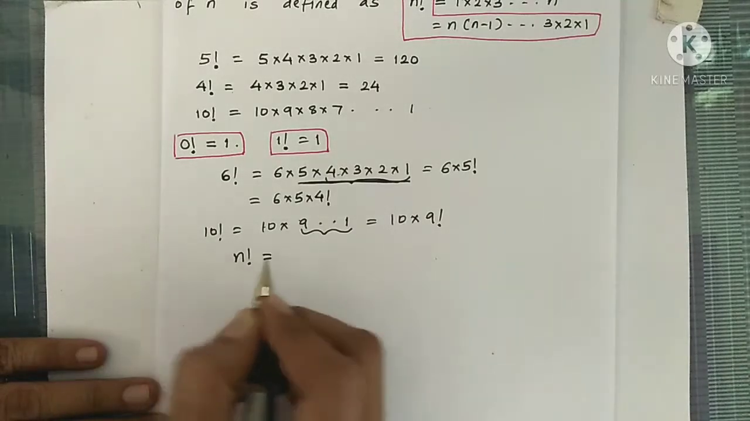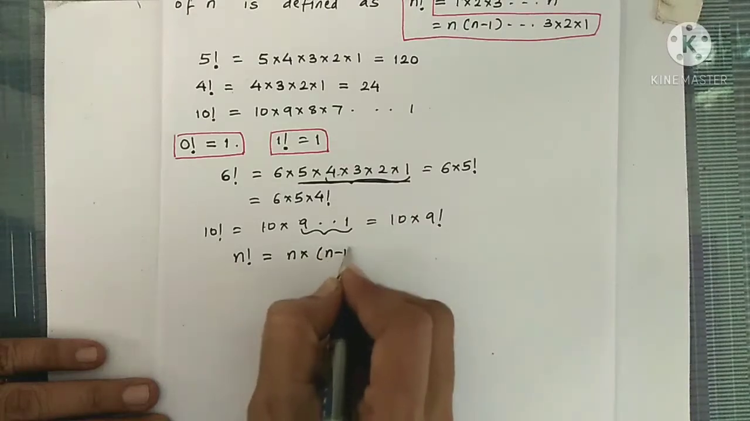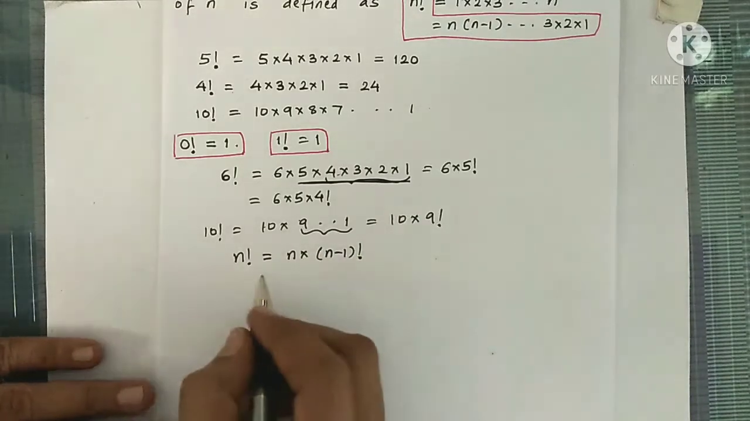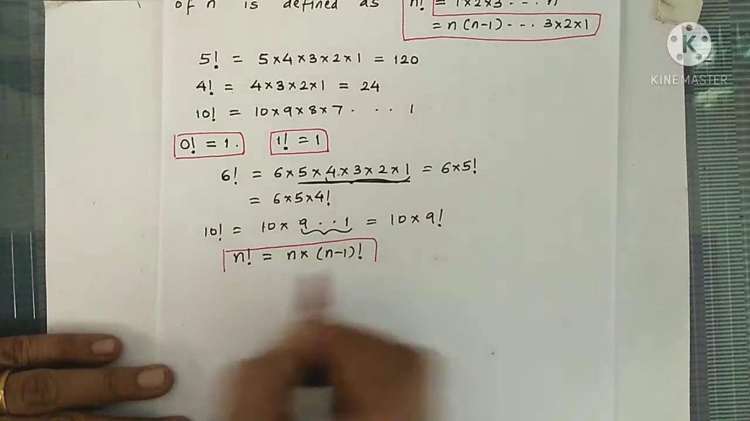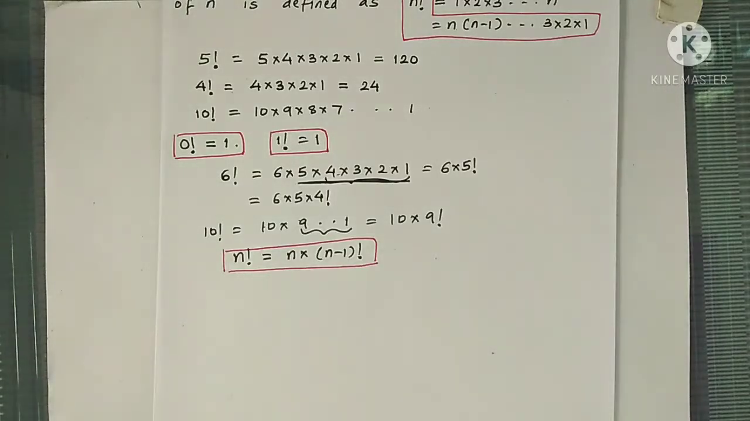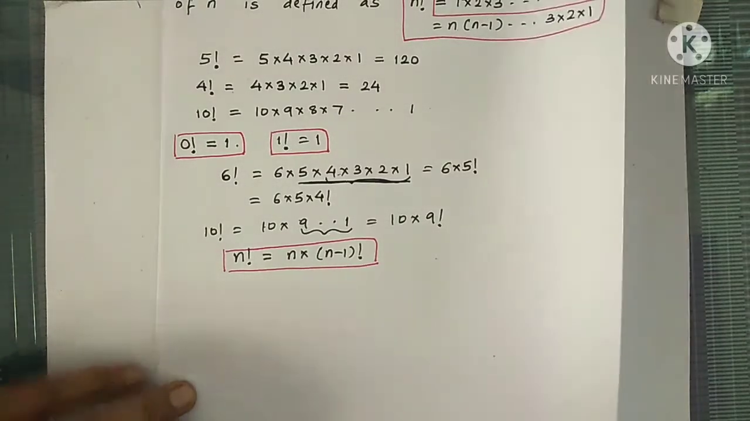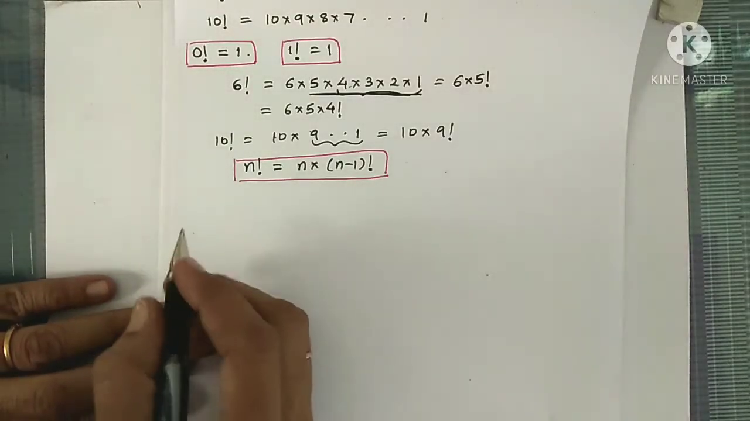So we have one important property: n factorial is n into (n minus 1) up to 1, and that is n into (n minus 1) factorial. Okay, so this is an important property of n factorial that we are going to use in solving the examples. So let's solve some examples based on this.